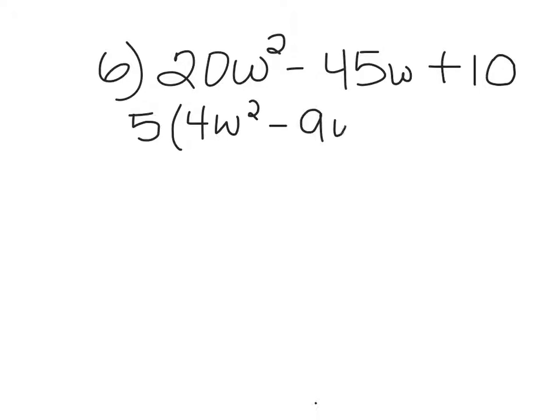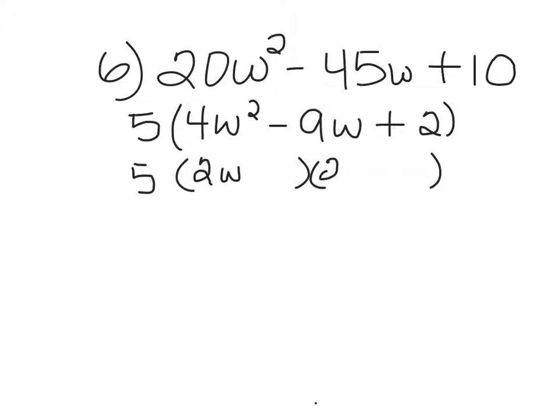And I need a w. Plus 5 times 2 gives me 10. Okay, so I pulled out the 5. And now I need to factor this trinomial. Now 4w squared, kind of have some options here. I'm going to try 2w times 2w. And then 2, the only factors of 2 are 2 times 1.